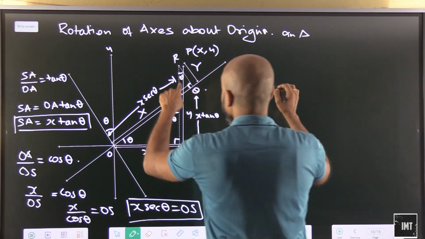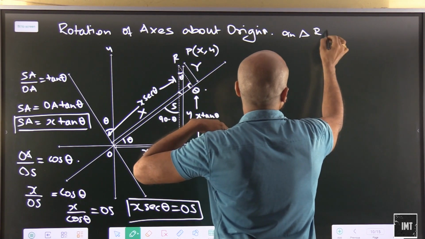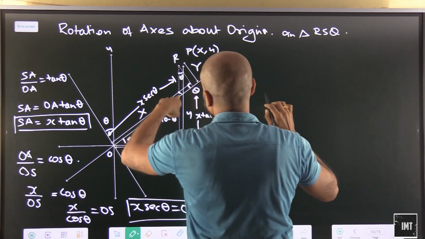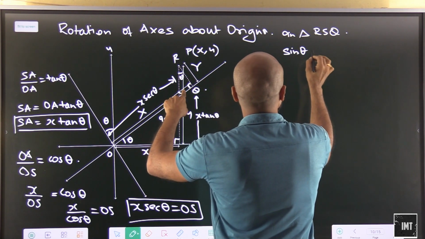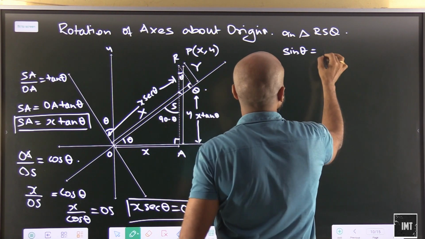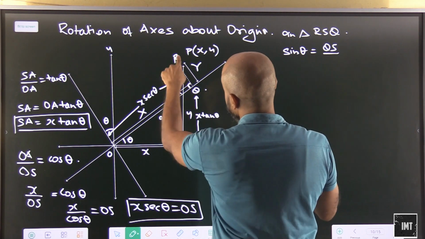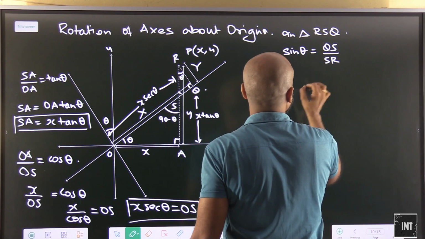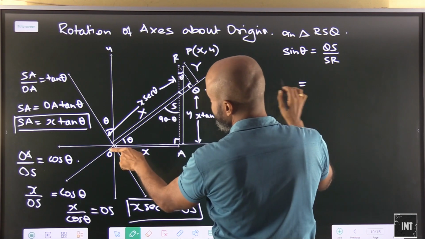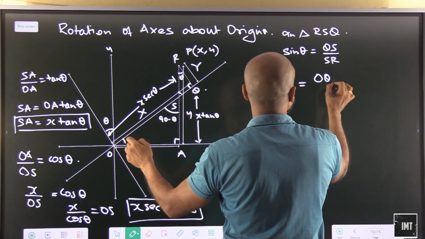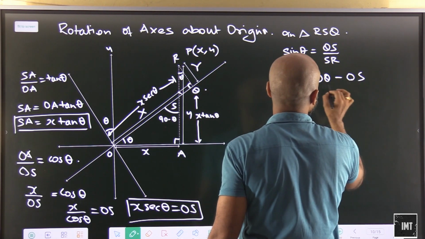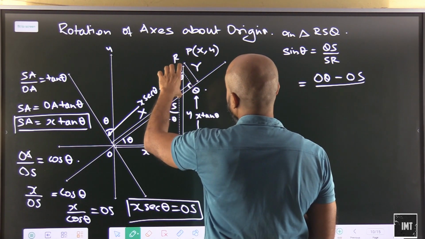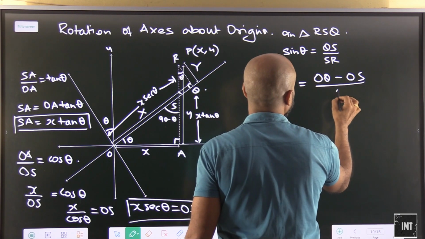So in triangle RSQ, if I take sine theta, the value of sine theta will be equal to QS upon SR. Now what does QS mean? QS means OQ minus OS. That's basically QS, the perpendicular, upon the hypotenuse SR.